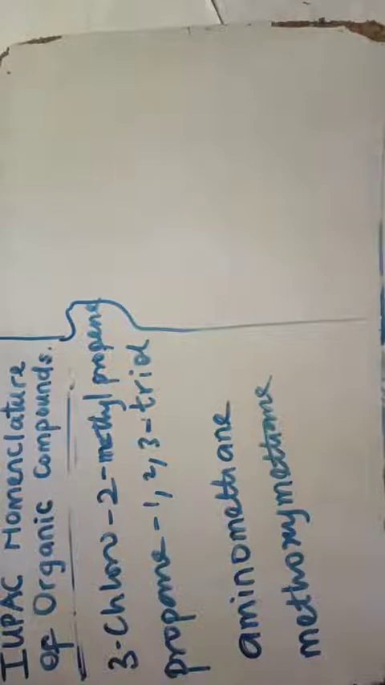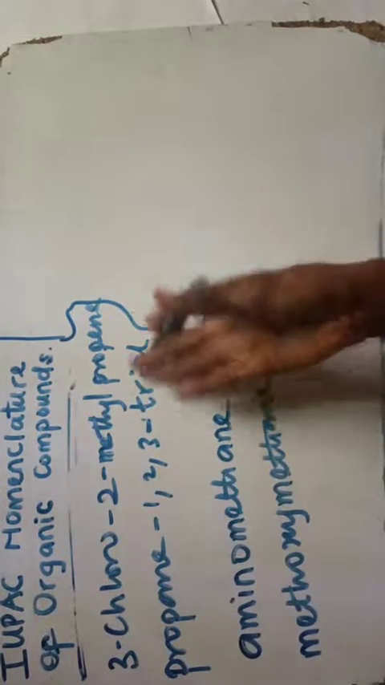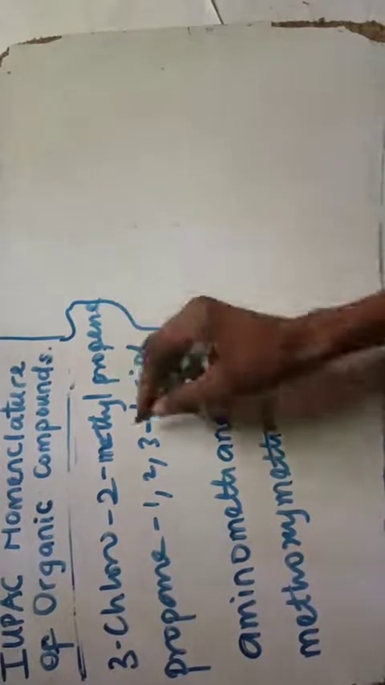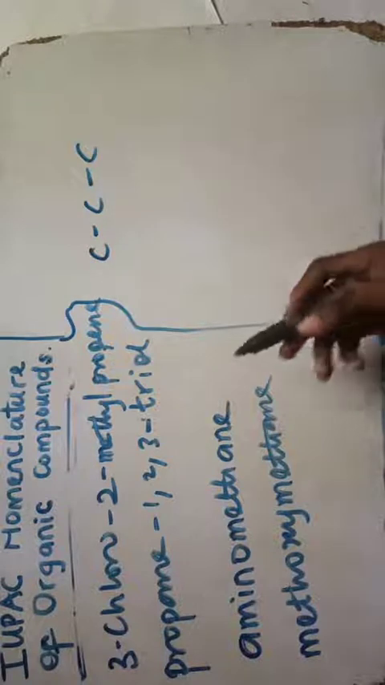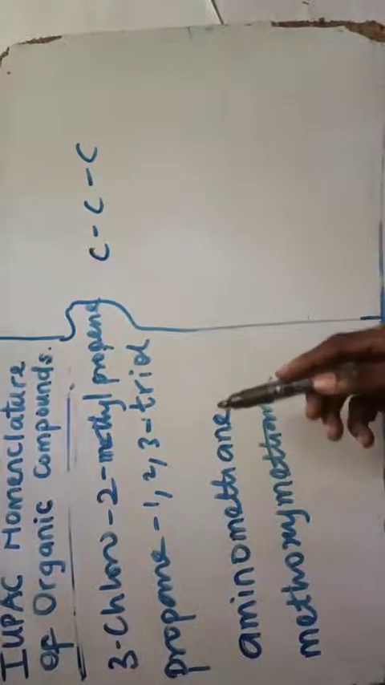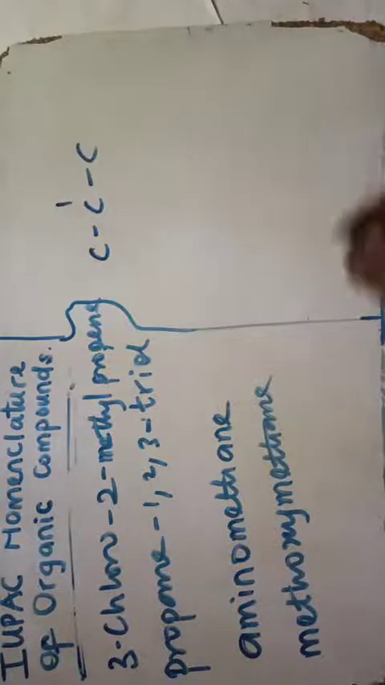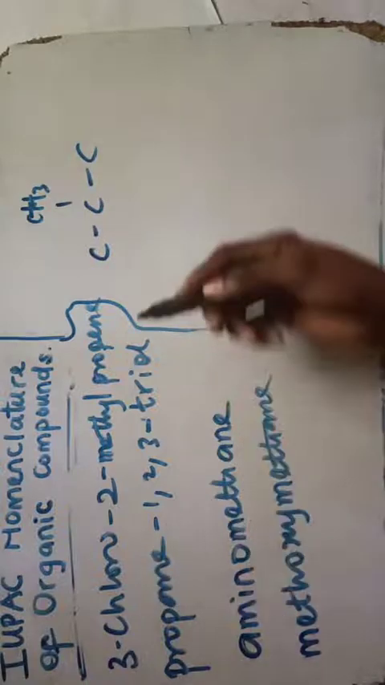So now, considering these examples, it's very simple. You can simply name them as 3-chloro-2-methylpropene. Propene is your parent chain, and chloro is a functional group. Propene is 1, 2, 3 carbons, and your methyl is on number 2. I have my methyl up here, CH3, and I have my chlorine on number 3.